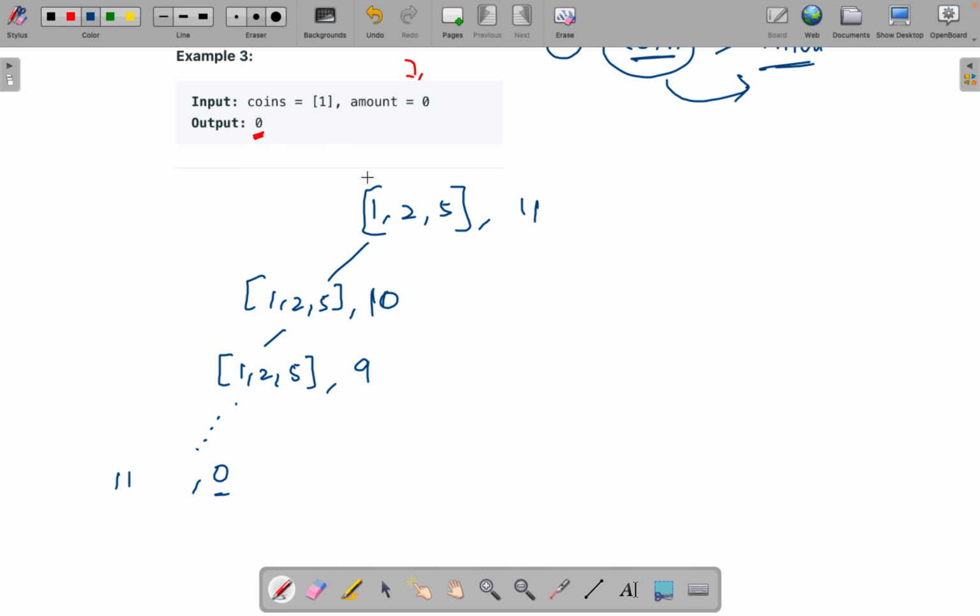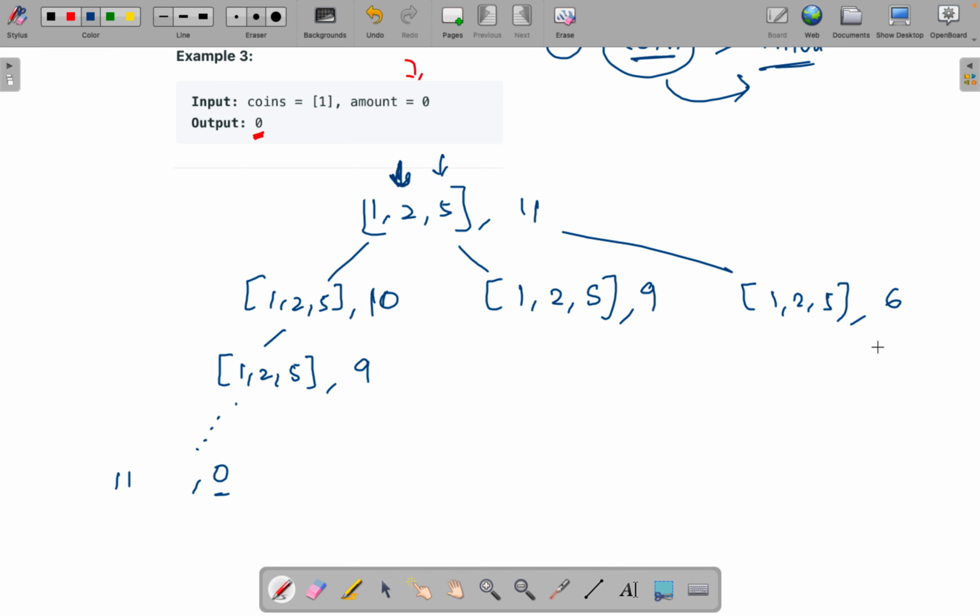Another thing is, we can consider this one, or we can simply ignore this one and directly consider this 2. If we consider this 2, then we have 1 2 5 and there is 9, right? And if we consider this 5, not 2, in that case we have 1 2 5 and 11 minus 5 is 6, right?